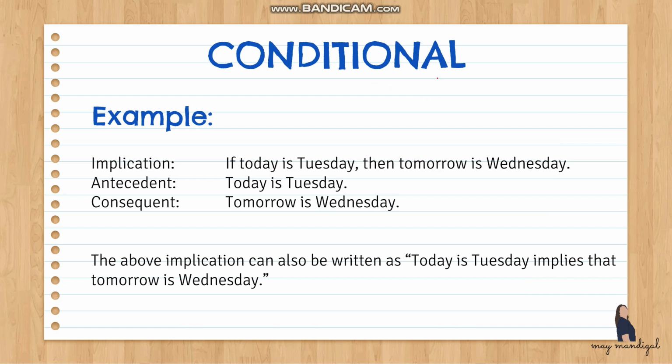Here's an example. Let's say the implication here is if today is Tuesday, then tomorrow is Wednesday. The if part of this implication is what we call the antecedent, so that is today is Tuesday. The then part is our consequent, which is tomorrow is Wednesday. If we assign letters to this, we can say that this is A, this is B, and if we write this in symbols, then we can write it as if A, then B.